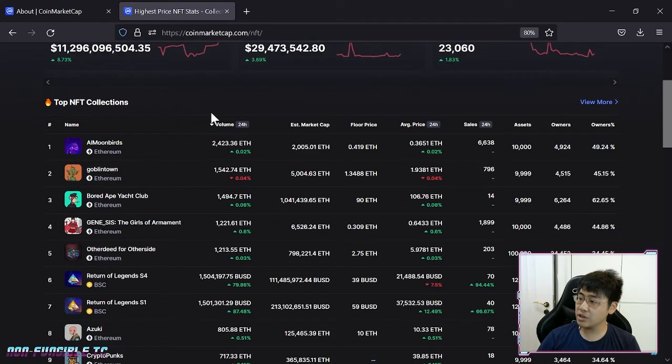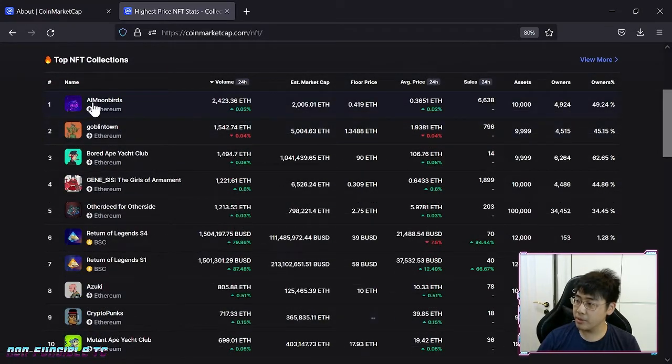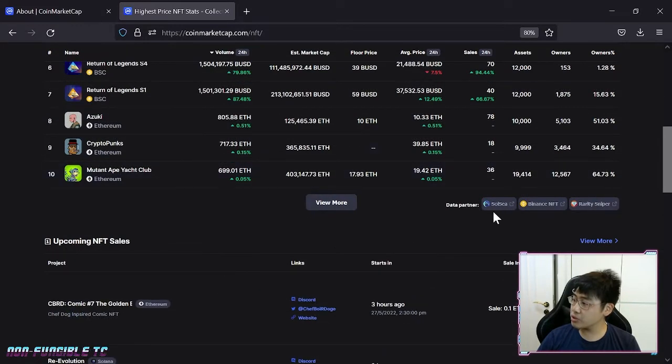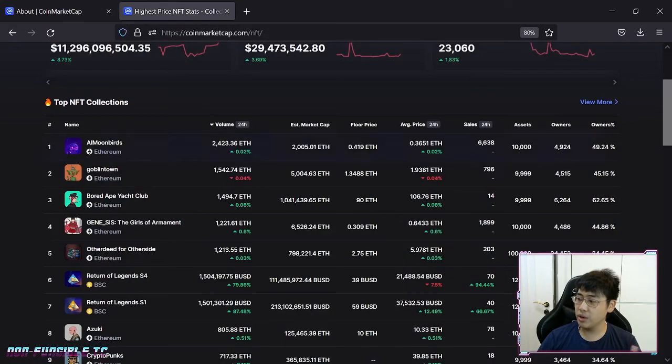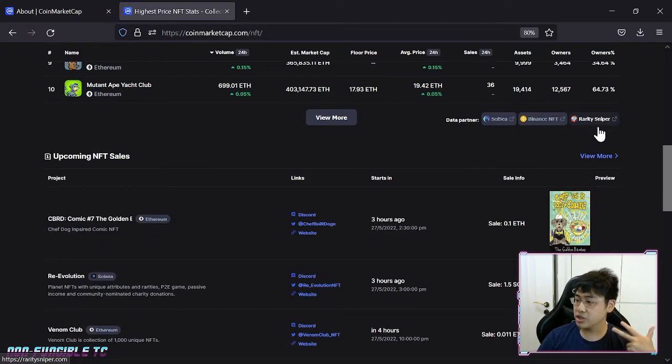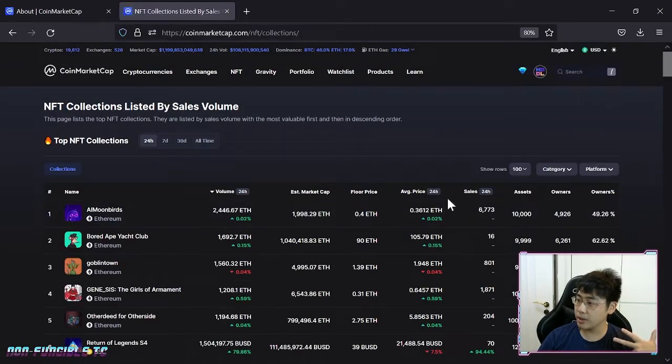It shows you the top NFT collections by trading volume in the last 24 hours. It shows you the estimated market cap, the floor price, and also the average price, right? So this is not Moonbirds, don't get this one. This is AI Moonbirds. That's why the small floor price, right? And then it's really helpful. It shows you that it actually has a data partner from Solsea. So it's tracking Solana NFTs. It's tracking Binance NFT, Rarity Sniper. So I think that's Ethereum, right? And then if you look at this, it actually shows you the project, right? There's no other analysis or insight there, but it just shows you everything. And interestingly, in the NFT tab, you can actually view more and then look at all the top collections, right?